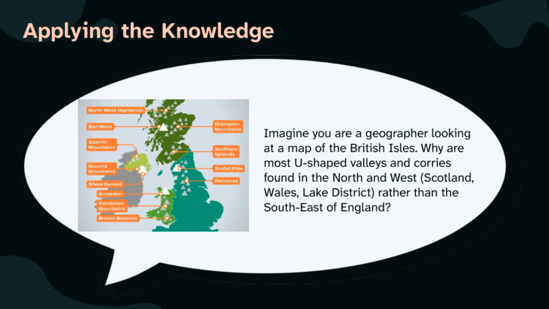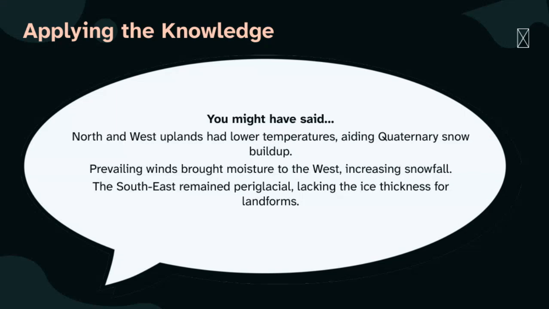So the distribution of glacial landforms depends on climate, altitude, snowfall, and ice thickness. You might have said, north and west uplands had lower temperatures, helping snow build up during the Quaternary. Prevailing winds brought more moisture to the west, increasing snowfall. The southeast remained more periglacial and lacked the thick moving ice needed to form major glacial landforms. That is a strong answer because it links location to process. It explains not just where the landforms are found, but why they are found there.